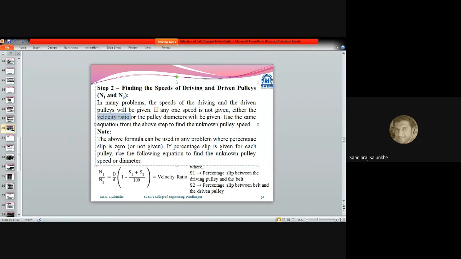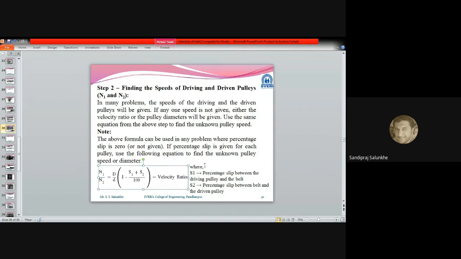Sometimes in the problem statement, only the velocity ratio is mentioned. They are not going to provide data for the driver pulley speed or driven pulley speed. Also, they are not going to provide data for the diameters of the pulleys. But if it is provided, then well and good, we can proceed further. In that case, it is not necessary to go for this first and second step. But while solving every problem, we have to go step by step.